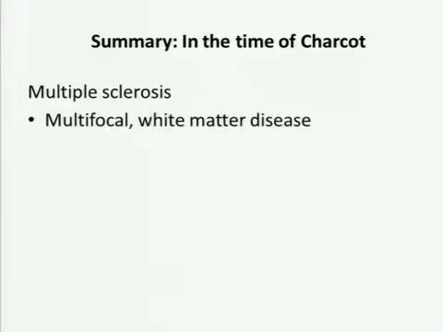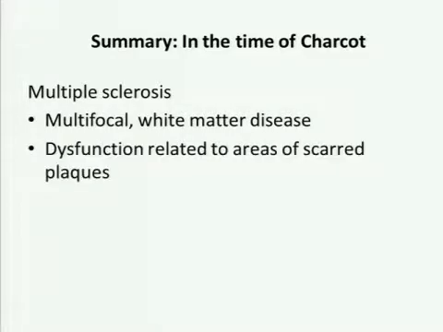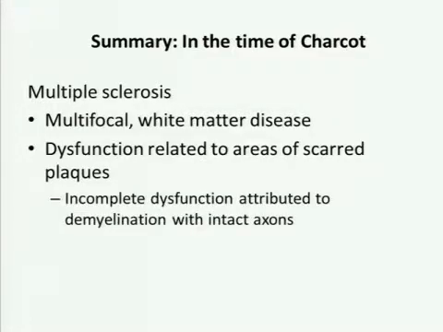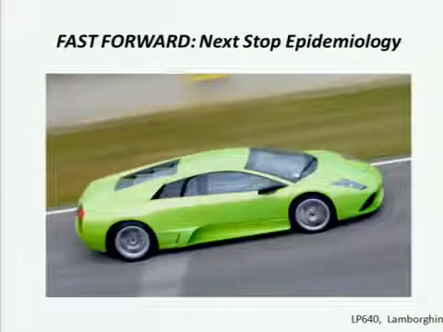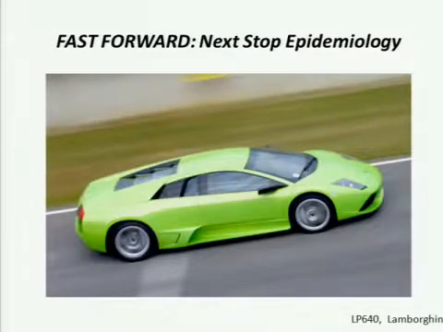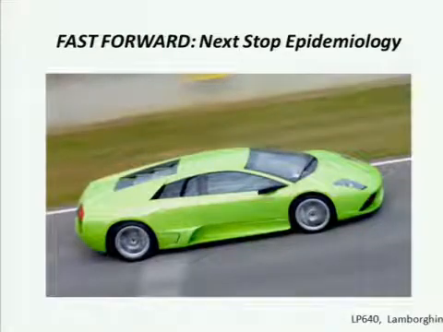So to summarize the knowledge at his time, multiple sclerosis is a multifocal white matter disease with dysfunction related to areas of scarred plaques and incomplete dysfunction when you have demyelination with intact axons. And there are, of course, both physical and cognitive manifestations. So then we fast forward to the present time, and we're going to visit the epidemiology of the disease. And this is LP640 Lamborghini, gets up to about 200 miles per hour.